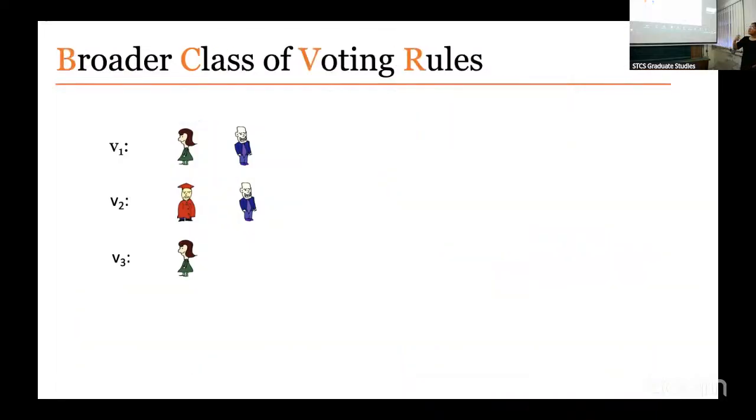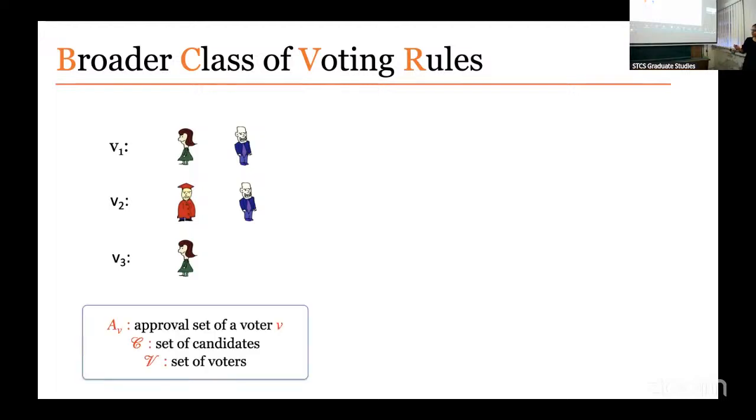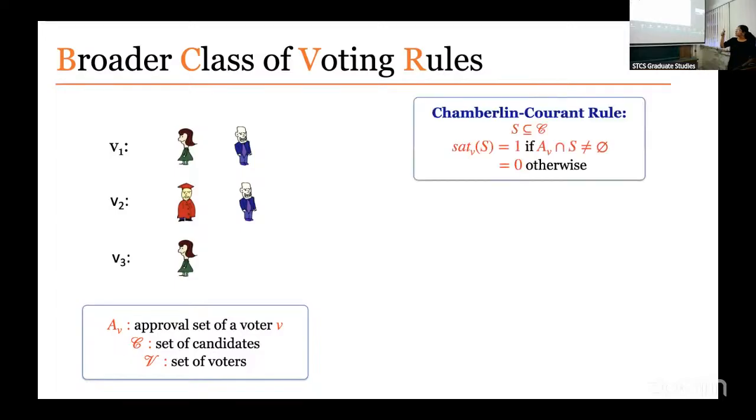There are more classes of voting rules which are basically generalizations of max coverage. Just for the notation, let us say C is the set of candidates, V is the set of voters, and AV is the approval set of a voter V. So if I want to define the Chamberlin Courant rule, for a subset S of candidates, the satisfaction of a voter is 1 if the intersection is non-empty and 0 otherwise. So we can define it as a function.